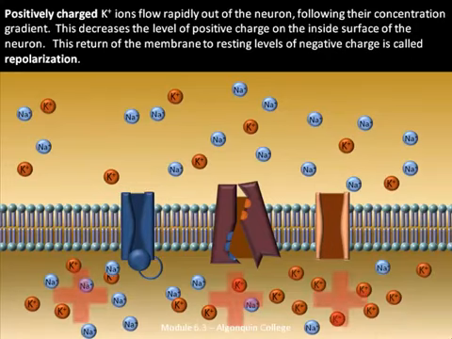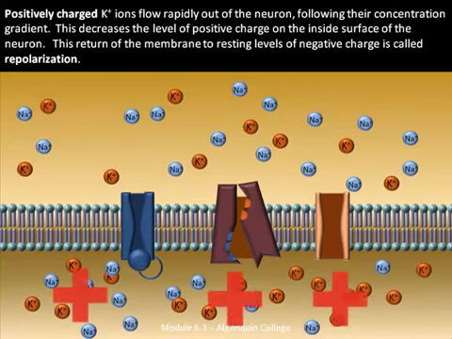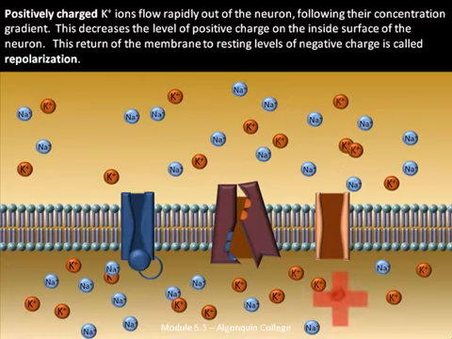Positively charged potassium ions flow rapidly out of the neuron following their concentration gradient. This decreases the level of positive charge on the inside surface of the neuron. This return of the membrane to resting levels of negative charge is called repolarization.